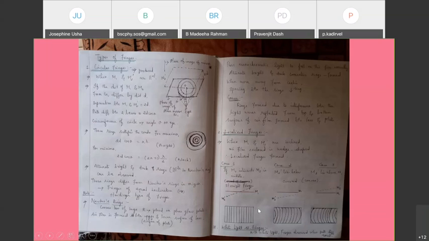Now come to the types of fringes. So what are the types of fringes found in the Michelson Interferometer? See, there are 3 types of fringes. First one is circular fringes. Second one is localized fringes. Third one is white light fringes. So come to the circular fringes.